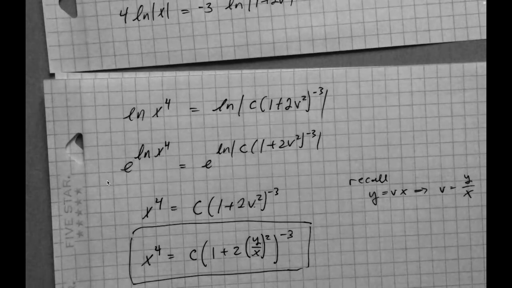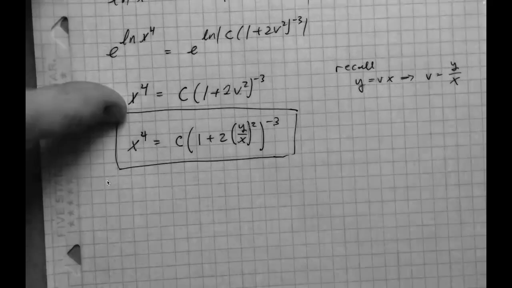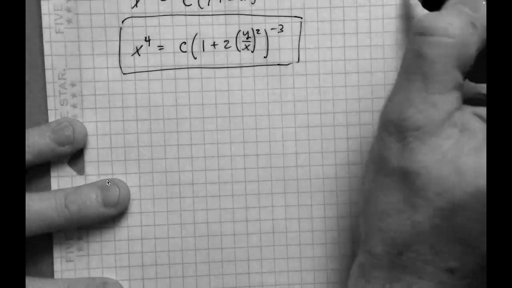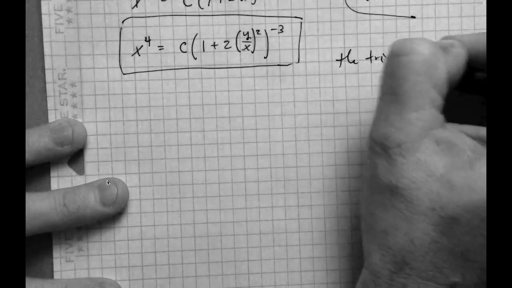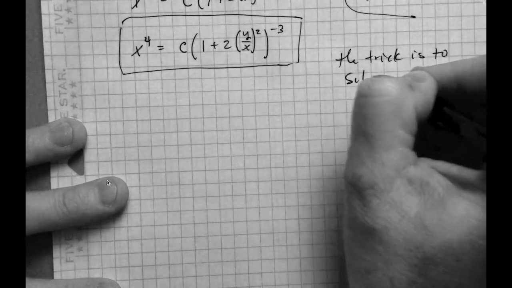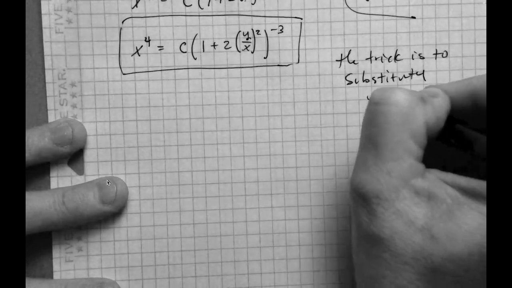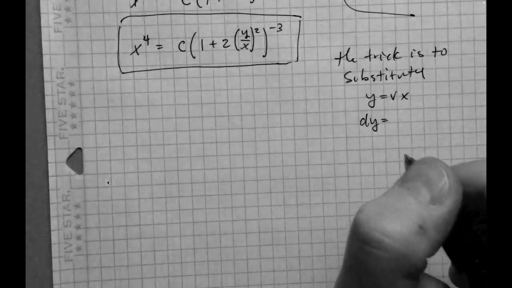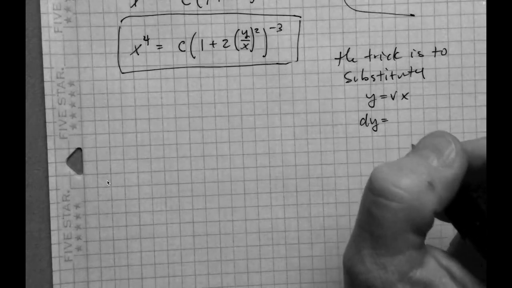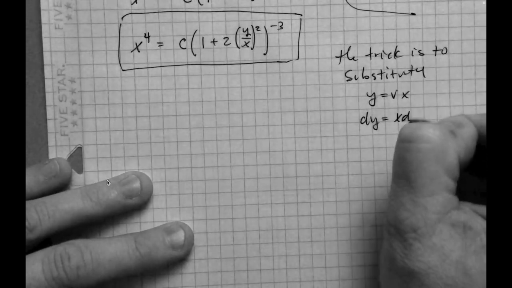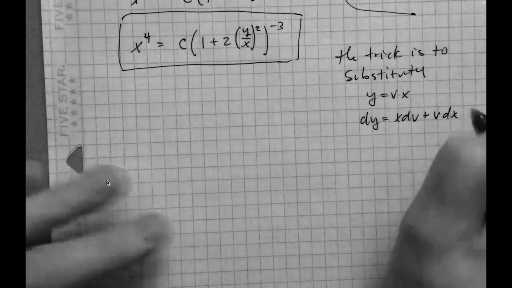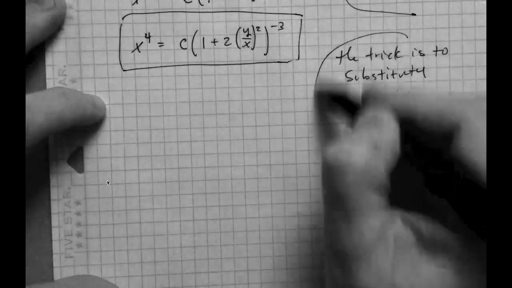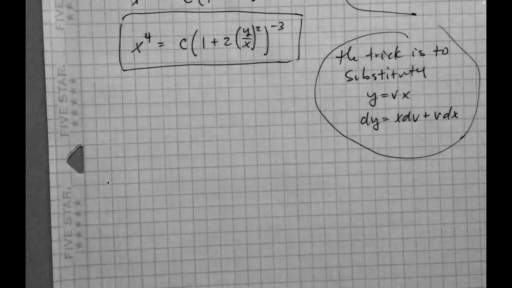Yeah, I know that was kind of a heavy one, but the trick is to substitute y equals vx and dy equals x dv plus v dx into the equation, and then separate with x and v, and then do the integration, and then plug everything back in.